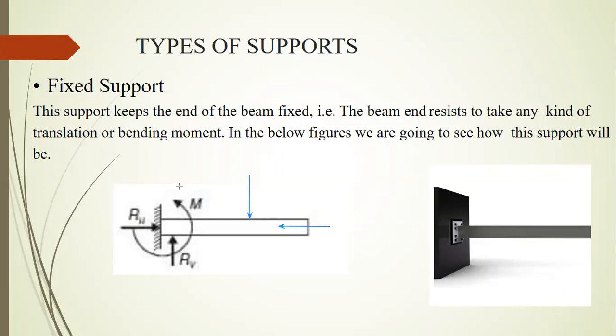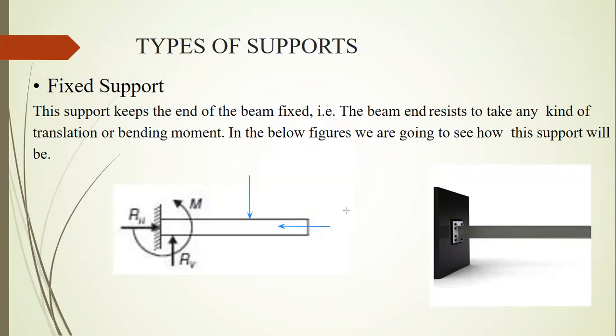In any structure, there is a possibility of three changes. It may move in the horizontal direction, or it may move in the vertical direction, or it may undergo rotation. So if all three movements are restricted, then such a type of support will be called a fixed support. In the fixed support, we have to remember there are three reactions: one is horizontal, one is vertical, and the third one is the moment about the z axis.